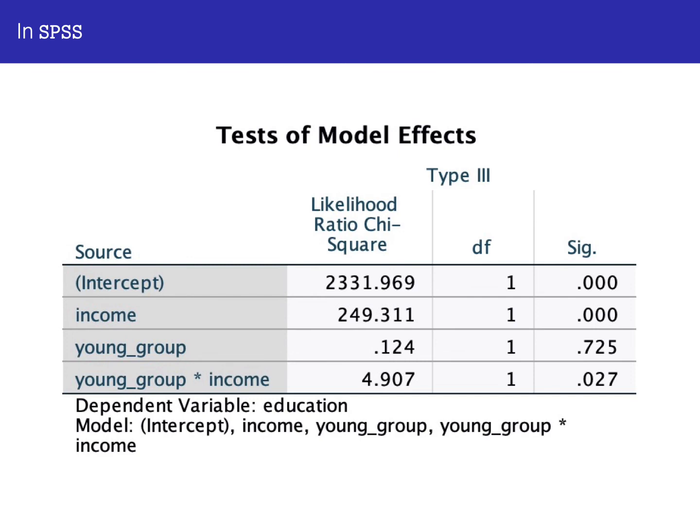SPSS tests effects by default using a type 3 analysis of deviance, which again compares a full model, which is the complete model with all predictors, so the intercept, obviously, income, Young group, and Young group times income, which is the interaction. And it compares it with a null model that includes everything but the term that is being tested. So here we see, well, the intercept is usually not studied here, but we see a significant effect of income, it seems. Not a significant effect of Young group. However, we see a significant interaction between Young group and income. So we're going to try to discuss that.